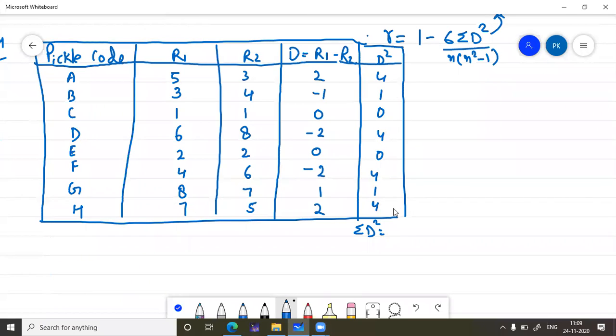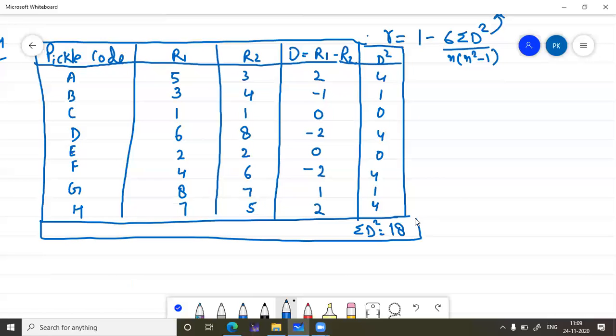We get 18 here. Now rank is equal to 1 minus 6 summation of D square, which is 18. What is the value of n here?